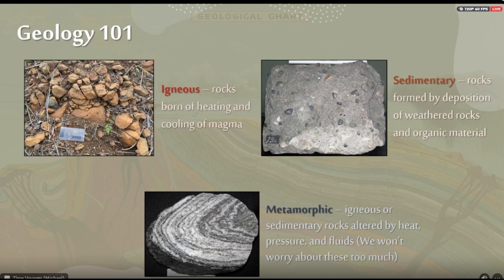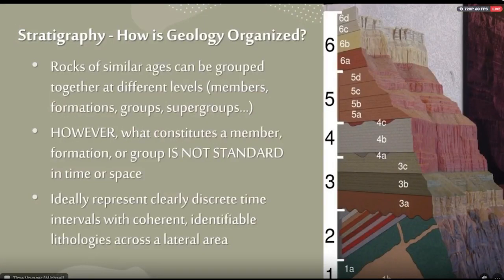So we're going to start from the basics and move up. The two main rock types that are really important to us right now for paleoart reconstruction are sedimentary, on the right there, rocks that are formed by deposition of weathered rocks and organic material, and igneous, rocks that are born of heating and cooling of magma. Metamorphic is also there. We won't worry so much about that for now. But those are the two main sources of rocks that we're going to gather information from as we go forward.